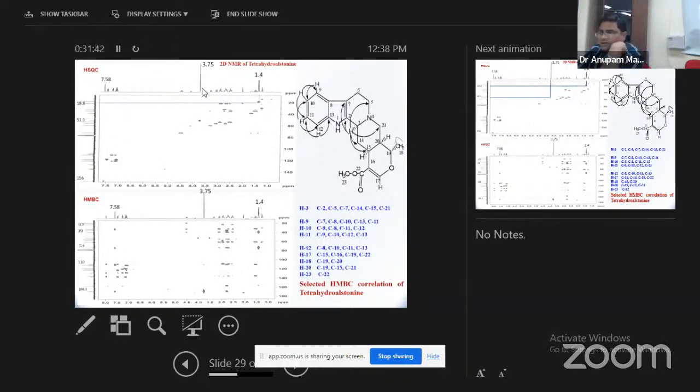HSQC 2D spectra. You can see on this side we plot the carbon spectra and on this side we plot the proton spectra. After that, you can see this cross. When you draw a line from this, you can meet here. So you can say that this carbon connects to this proton. And the same thing applies in HMBC, heteronuclear multiple bond correlation, also. You can determine the surrounding of the carbon atom.